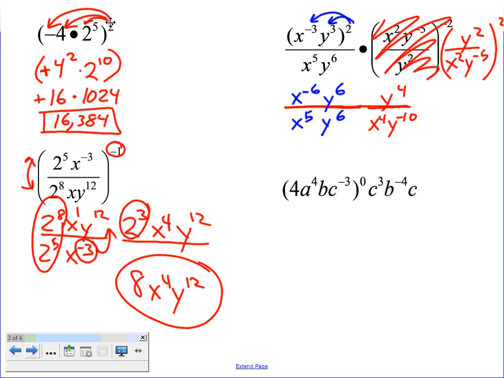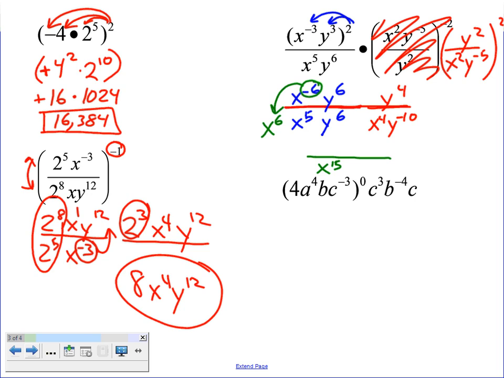All right, now the last thing I'm going to do is simply just combine everything and put things in the right spot. So let's look at the x's. I have a -6 here, so I'm going to move that down and become x to the +6 down there. So I have 6 plus 5 plus 4 is 15. So x to the 15th on the bottom.